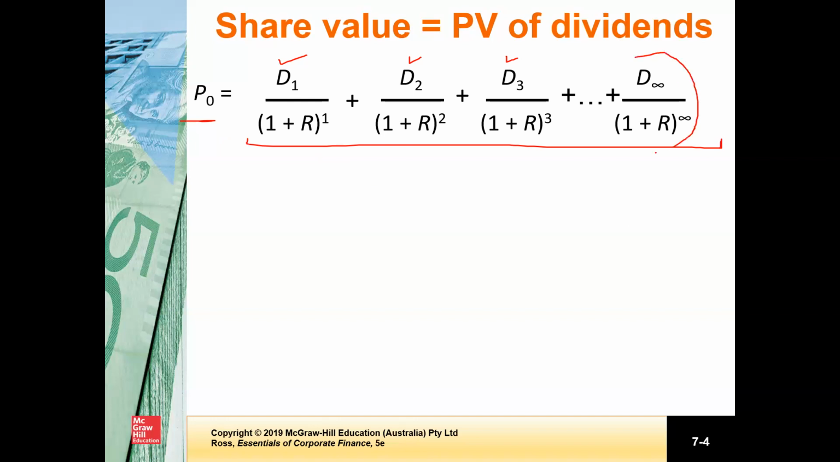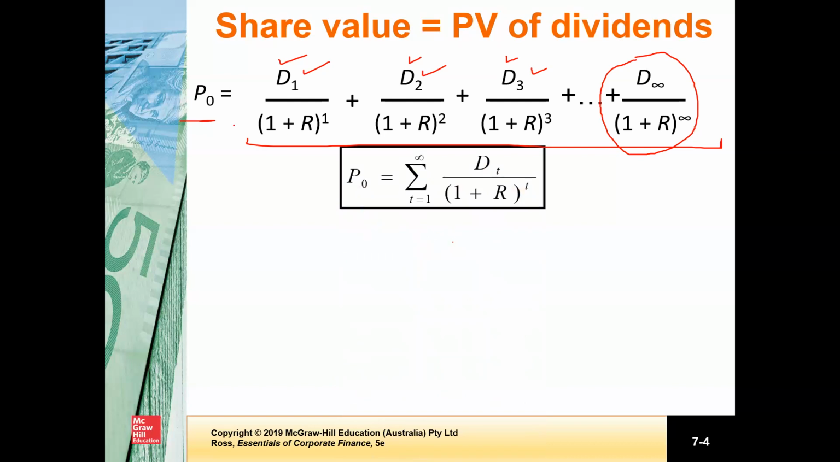Now, how do we handle this part? Because you understand it's easy to estimate future dividends for the few subsequent periods, for example, year 1, year 2, or year 3. However, how do we deal with estimation of dividends in the distant future? We will discuss these points soon.